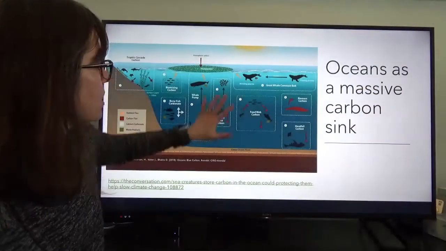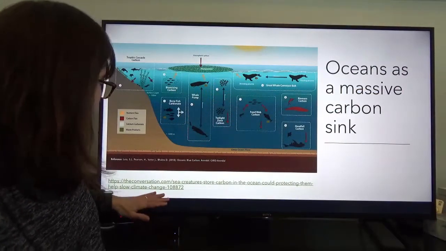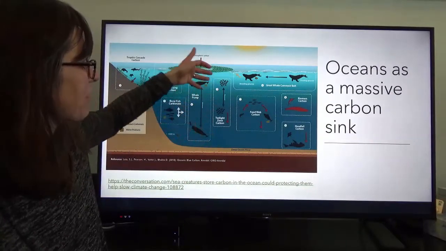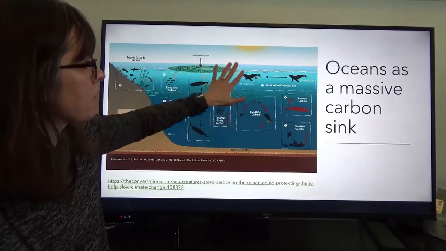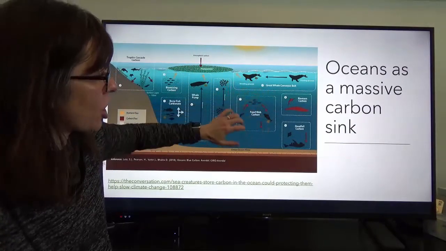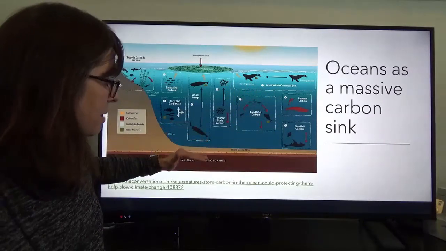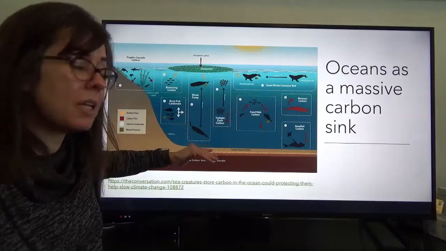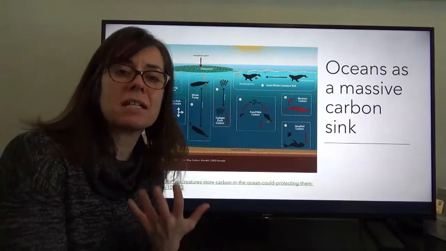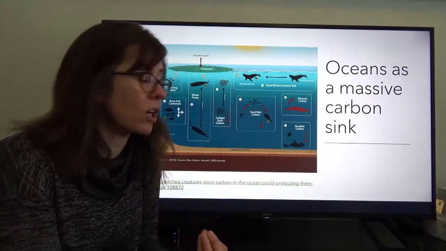Okay, and we've already talked about oceans being a massive carbon sink. This is kind of a neat piece in the conversation that talks about some of these different carbon pumps in the ocean that lead to a massive amount of deep ocean carbon, and the important role of biodiversity in the oceans in terms of maintaining the ability for oceans to store a lot of carbon.